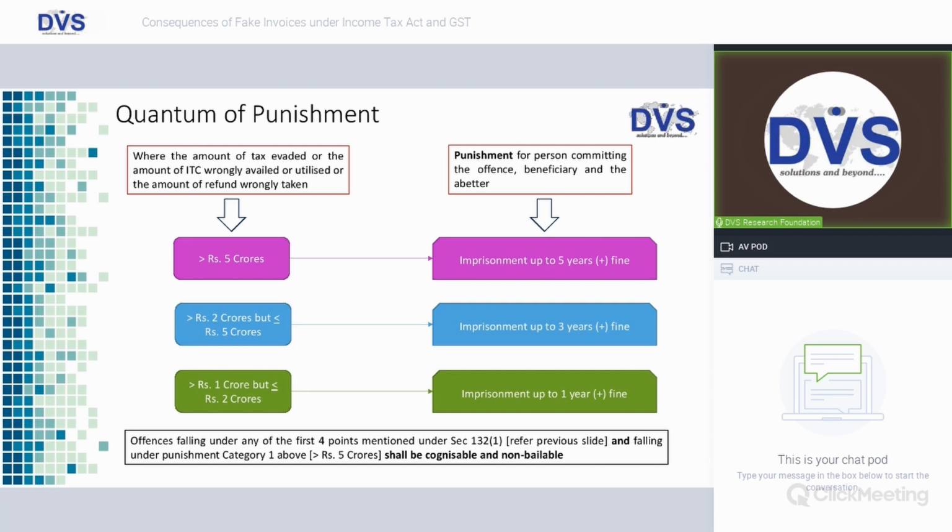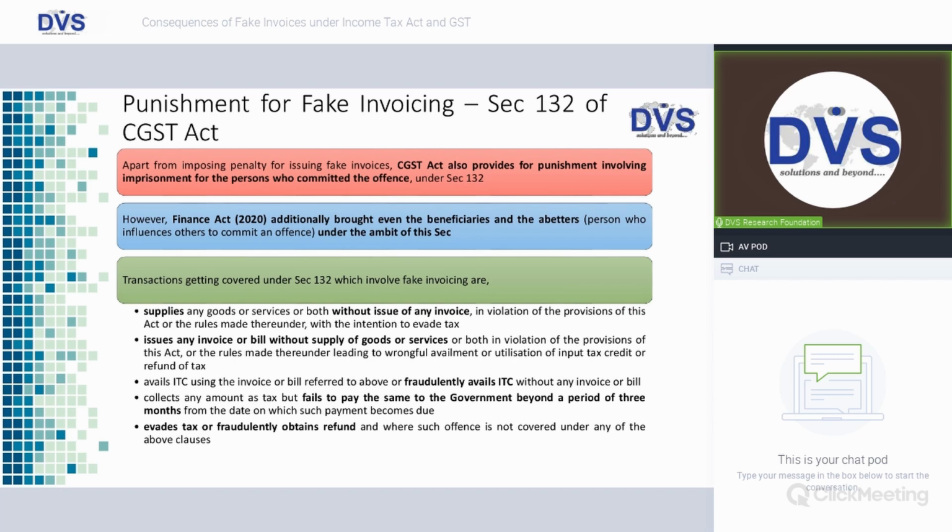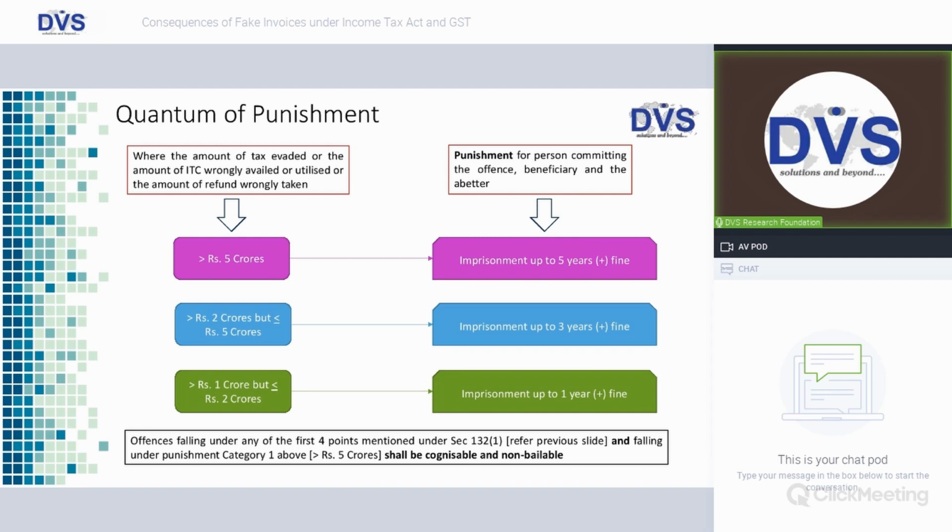Offenses falling under any of the first 4 points mentioned under section 132 and falling under the punishment category shall be cognizable and non-bailable. So, if there are transactions falling under the first 4 categories, that is, supply without invoice, invoice without supply, fraudulent ITC, failure to pay tax to the government, and the amount involved is more than 5 crores, such offenses shall be cognizable and non-bailable. So there cannot be bail possible. Once there is an arrest, bail is not possible in these circumstances. In other scenarios, yes, bail is possible.